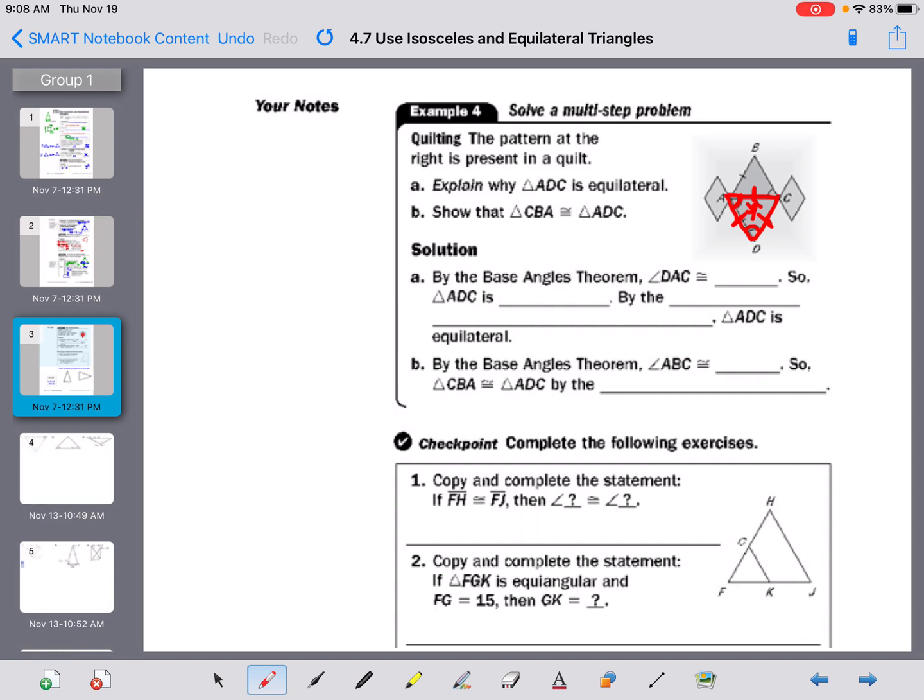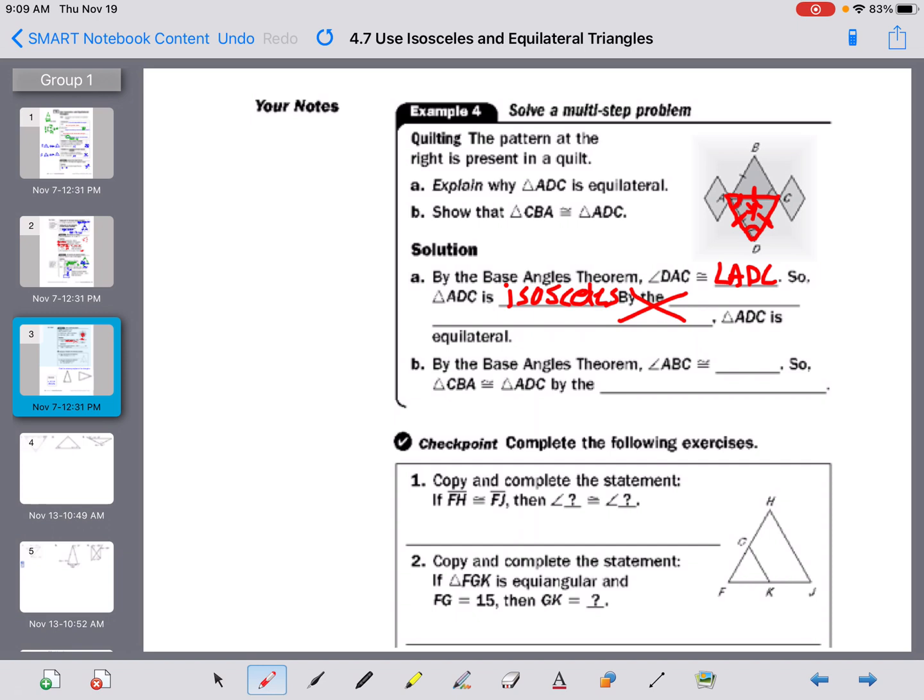So angle DAC was the same as angle ADC, right? So my base angles were congruent. So now I could mark, so ADC is, I think it wanted you to say isosceles here because of 2 congruent angles. You have 2 congruent sides, but now you can mark all of them, right? So we're not going to worry about that. So now all of them are equilateral.